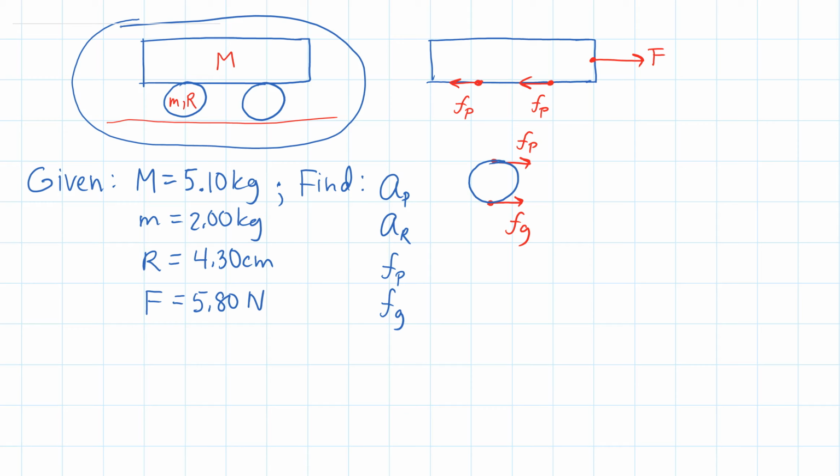And then we also talked about the rollers themselves having two frictional forces, one from the plank on top and one from the ground on bottom. And also, as we discussed, both of these forces must point to the right in order to satisfy Newton's third law for the plank, and in order for friction to make sense for the ground.